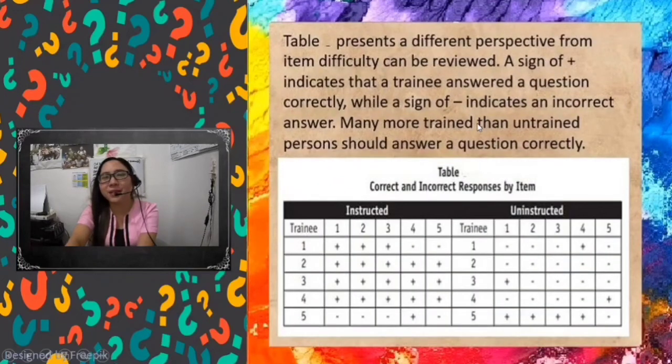Next presents a different perspective from which item difficulty can be viewed. A positive sign indicates that a trainee answered a question correctly, while a negative sign indicates an incorrect answer. Many more trainees than untrained persons should answer a question correctly. Instructed rather than uninstructed, so as we can see, more of the instructed got it right, of course.